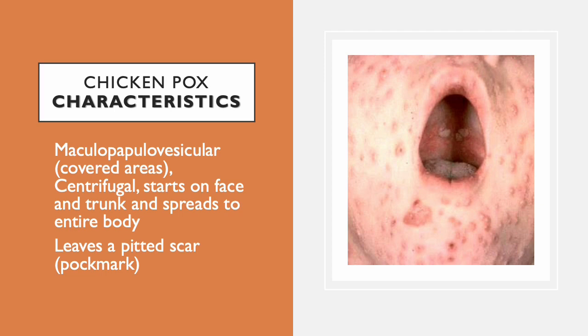So, you have the maculo-papulo-vesicular rashes. So, maculo, there is discoloration. Papulo, you have the elevated lesions. Then, vesicular, it is fluid-filled. Okay? And you can also see chickenpox even in the covered areas of the body.